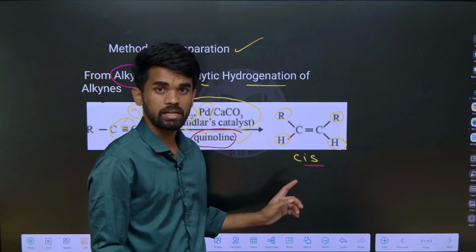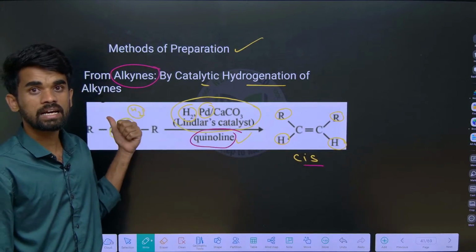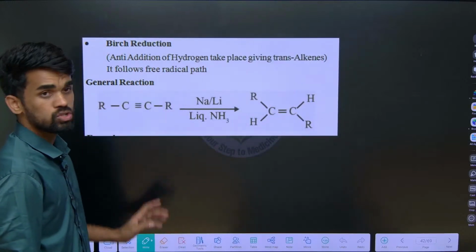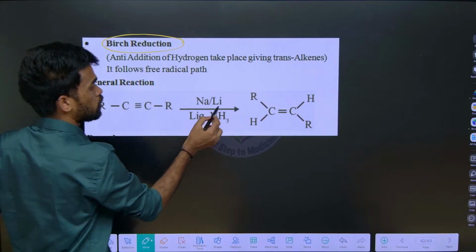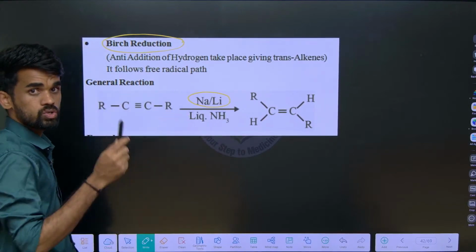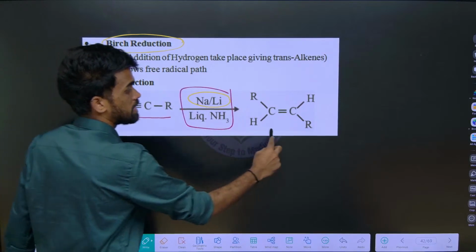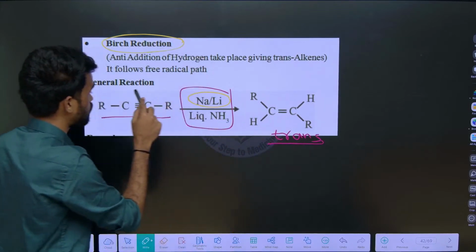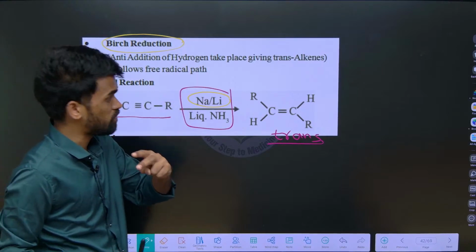I hope it is clear. Lindlar's catalyst gives cis alkenes from alkynes. This statement you should remember. When it comes to Birch reduction, here we use sodium or an alkali metal in liquid ammonia. Alkali metal in liquid ammonia converts alkynes to trans alkenes. These 2 things are very, very important.